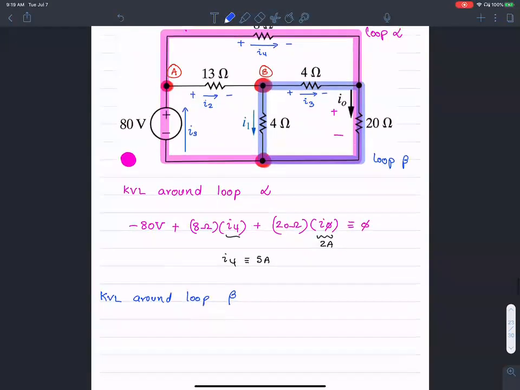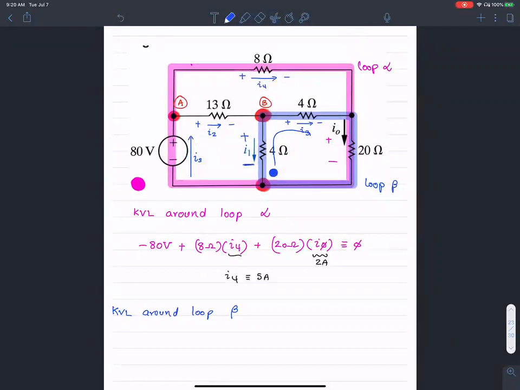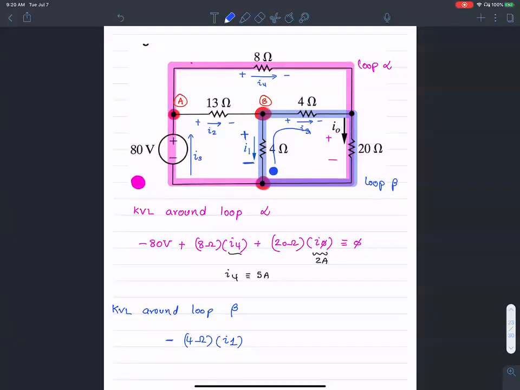When I apply KVL around loop beta, I begin at the lower left corner and follow the path. Remember, this was positive and this was negative earlier. So when I follow the path, I see a negative sign first. So negative 4 ohms times I1 is the voltage drop across that 4 ohm resistance, followed by I3 times 4 ohms with a positive sign, plus I naught times 20 ohms equals 0. I'm following the path back to the starting point. Does that make sense?